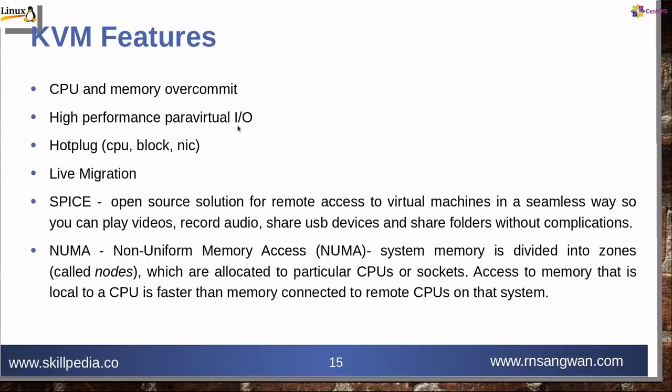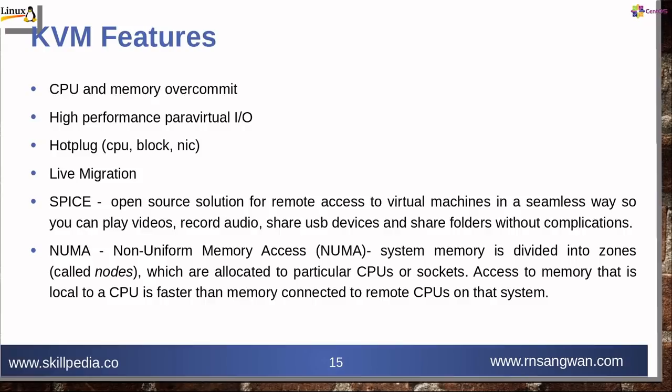So that is the reason this feature is CPU and memory overcommit. High performance paravirtual input output, hot plug CPU, block, network interface cards, live migrations from one hypervisor to another hypervisor, and a very interesting feature is SPICE. SPICE is an open source solution for remote access to virtual machines in a seamless way. So you can play videos, record audio, share USB devices and share folders without complications. This is what you have seen. I just launched that. Now you visualize why I gave the demonstration, so that I can explain these features and you correlate that with the demonstration I gave.